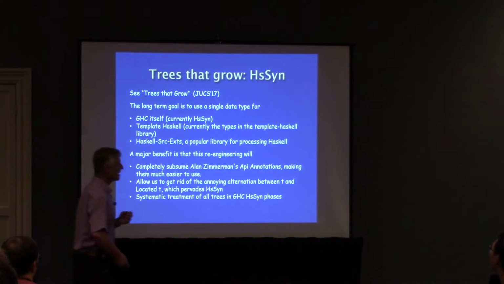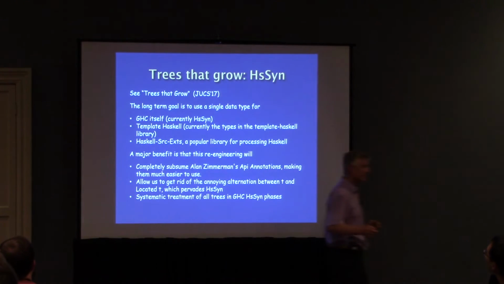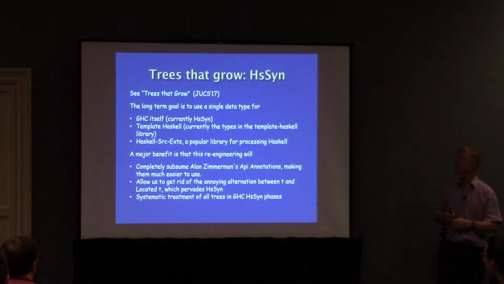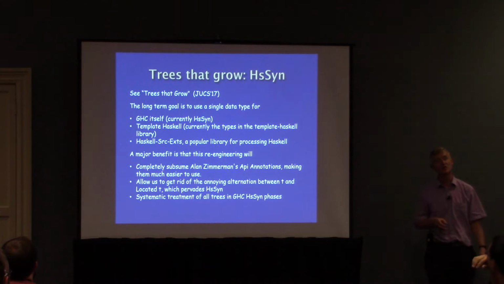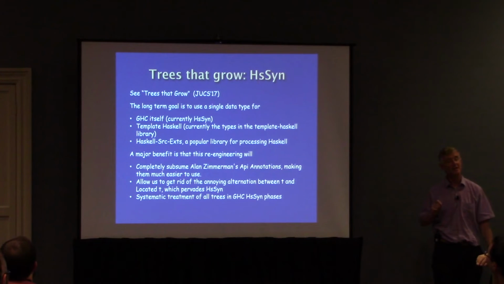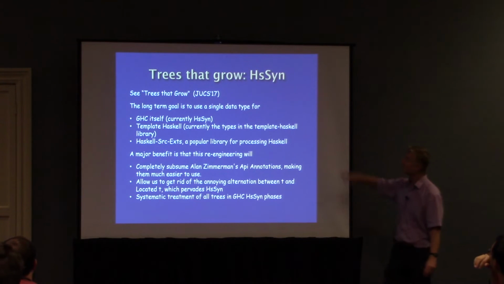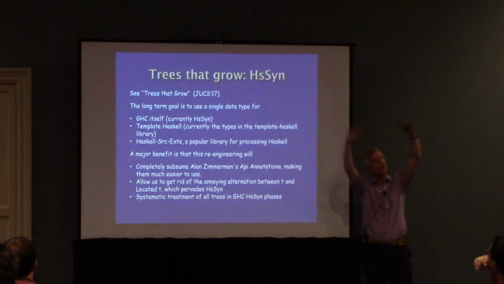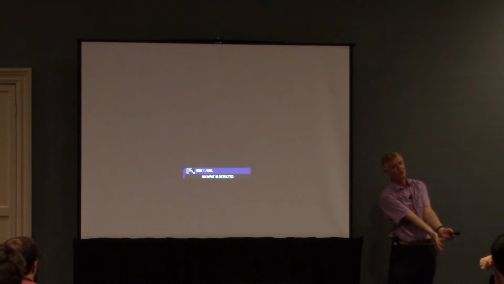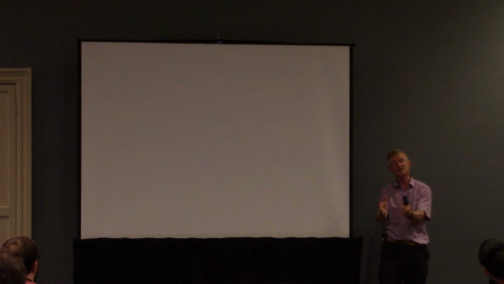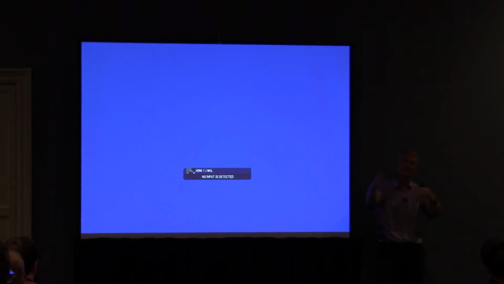Another ongoing thing is Shayan Najd and Alex Zimmerman's work called Trees That Grow, which is the generic title, but the general idea is let's take this huge data type that represents Haskell terms, and instead of having a GHC specific one, let's have a GHC independent one and use it, just as a Haskell library, for GHC and for Template Haskell and for Haskell source texts.